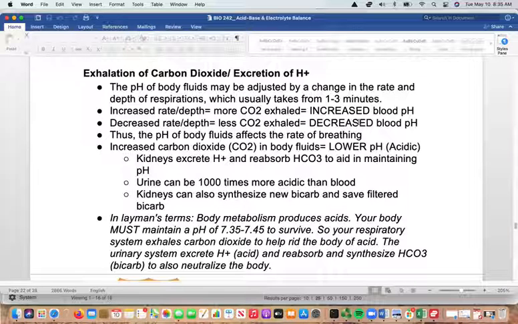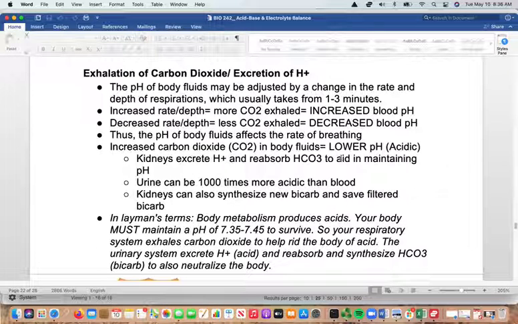So when you think about it, excess lactic acid in a muscle is going to decrease the pH and increase the respiratory rate. So the pH in the muscles is going to be tied to how quickly you are breathing. That's going to help you get more oxygen in when you are exerting yourself more.